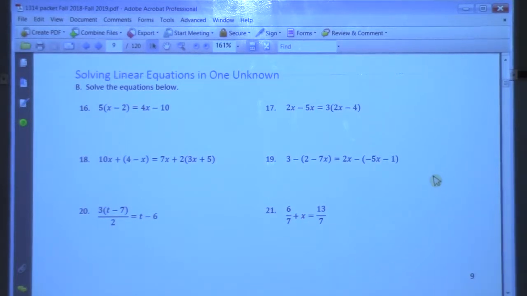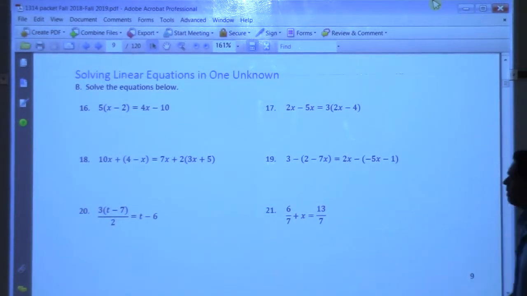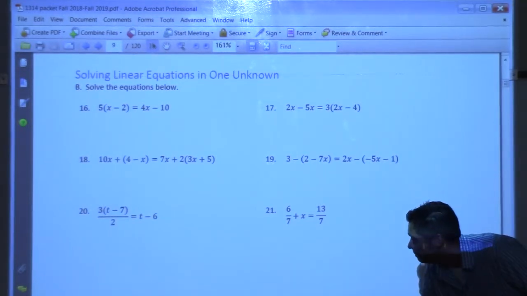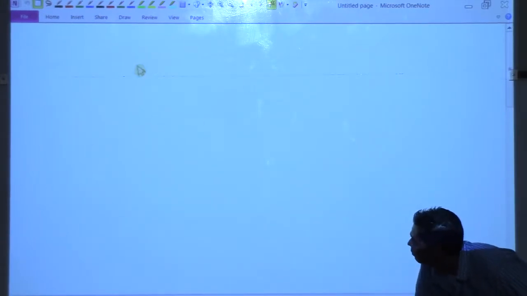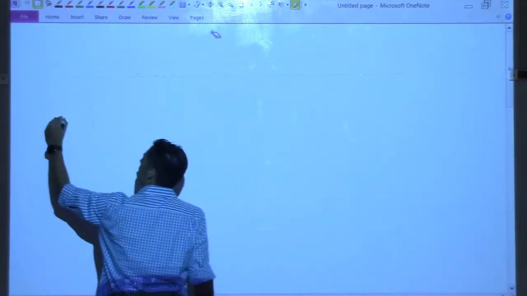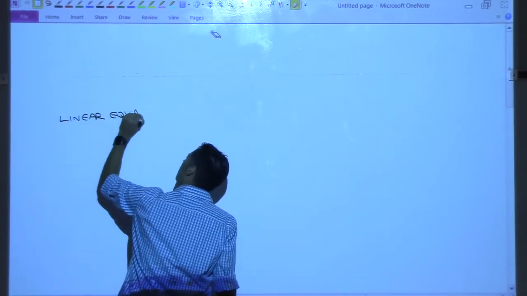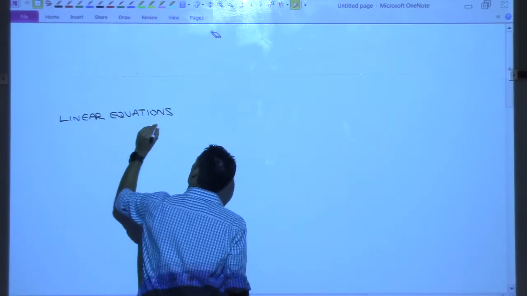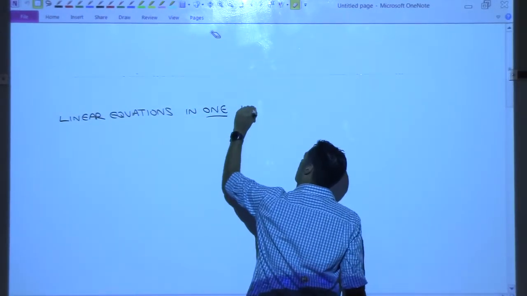But now we're going to move on to the next part of this section, which is solving linear equations in one unknown variable. So before we begin this, let's just discuss what we mean by a linear equation in one variable. So linear equations in one unknown.